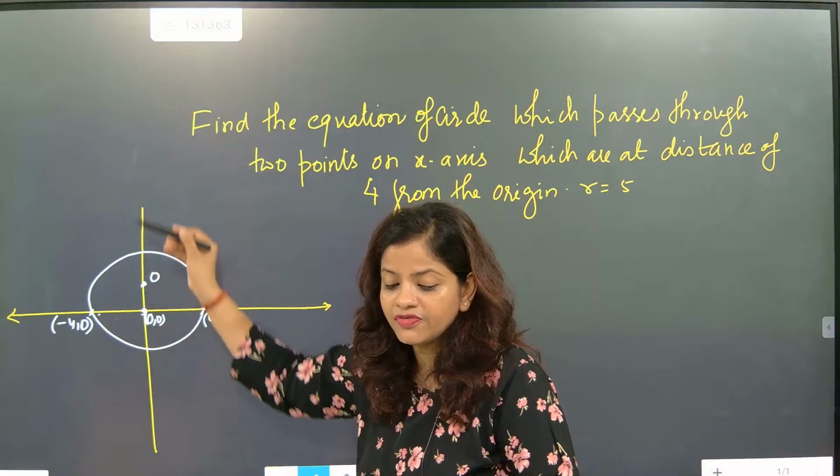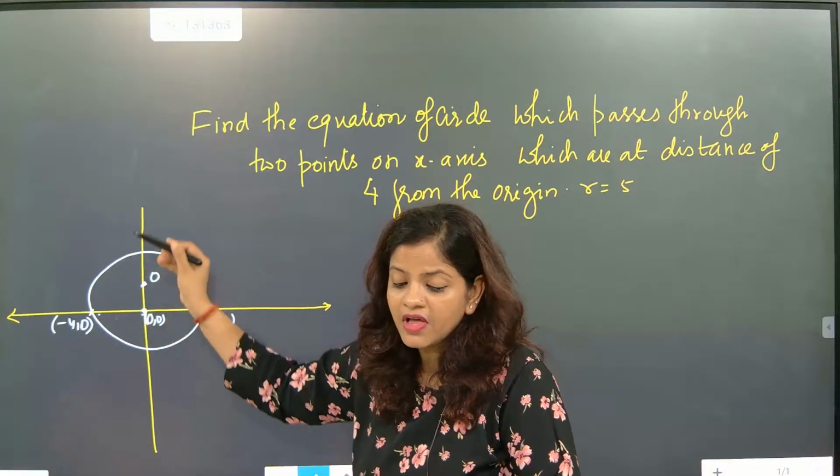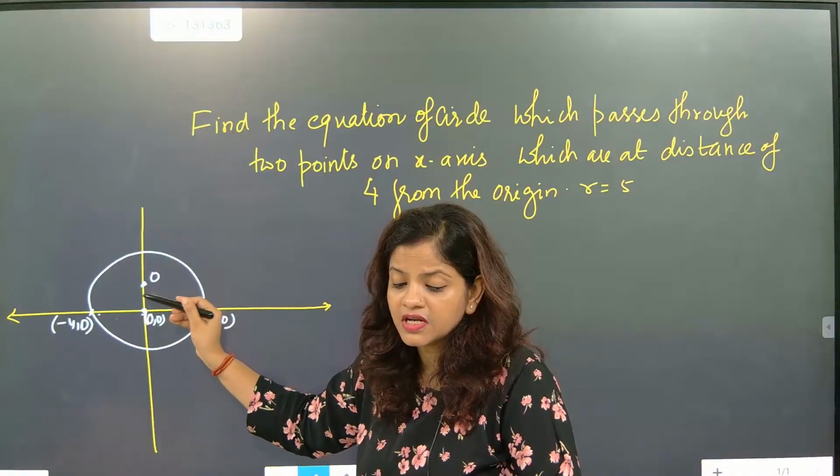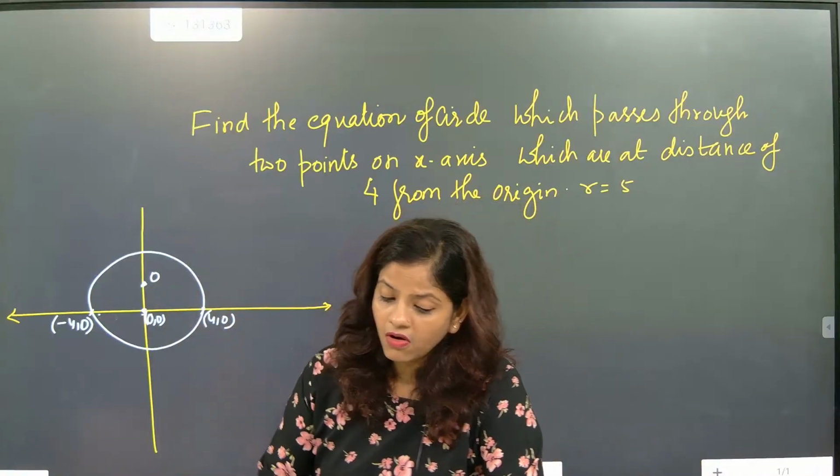Understood? So whenever the chord is divided into two equal halves, that means the line which is dividing the chord into two equal halves, the center of the circle will be on that line. The center of the circle will be on that line.